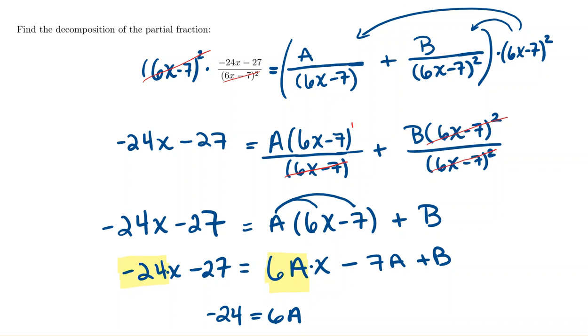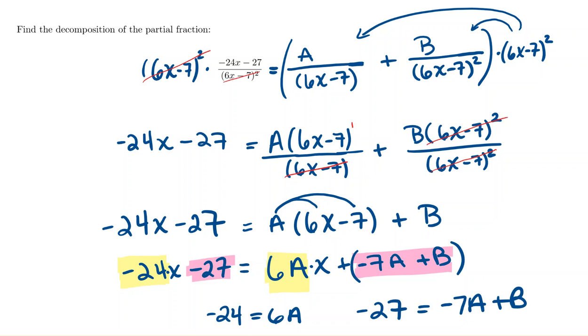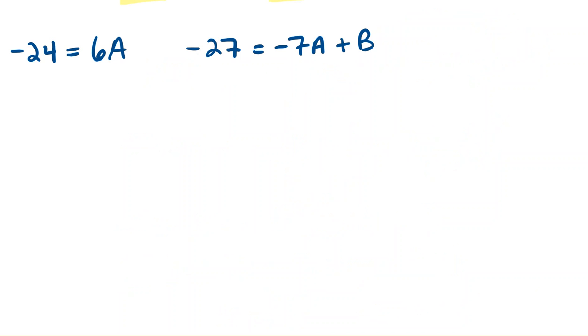Similarly, the negative 7 times a plus b, so we might think of this as maybe just plus a negative 7. All of this together will be some numerical value. Looking at the left side, we see it would have to be equal to negative 27. So we get another equation that negative 27 equals negative 7a plus b. Once we solve this system of linear equations, we will be finished with the problem.